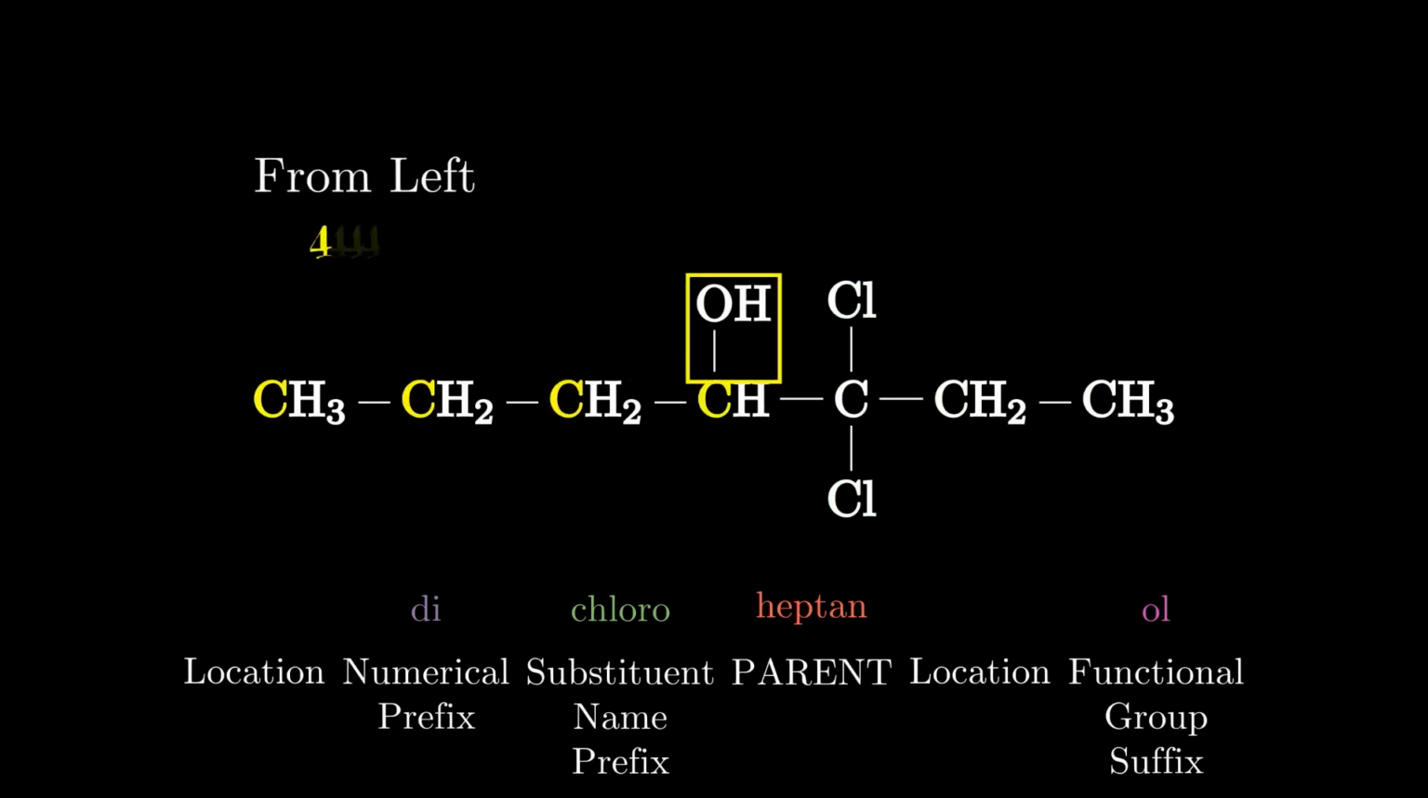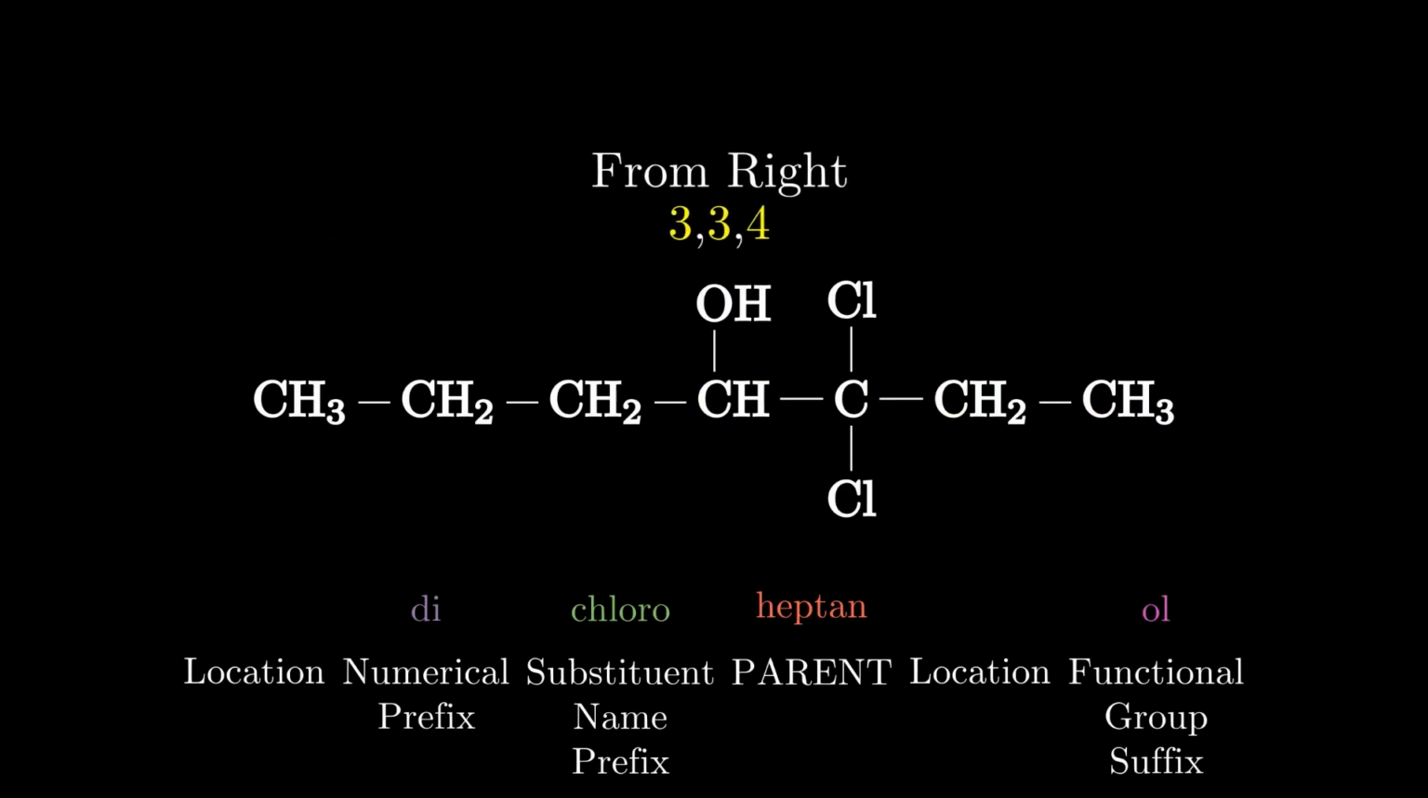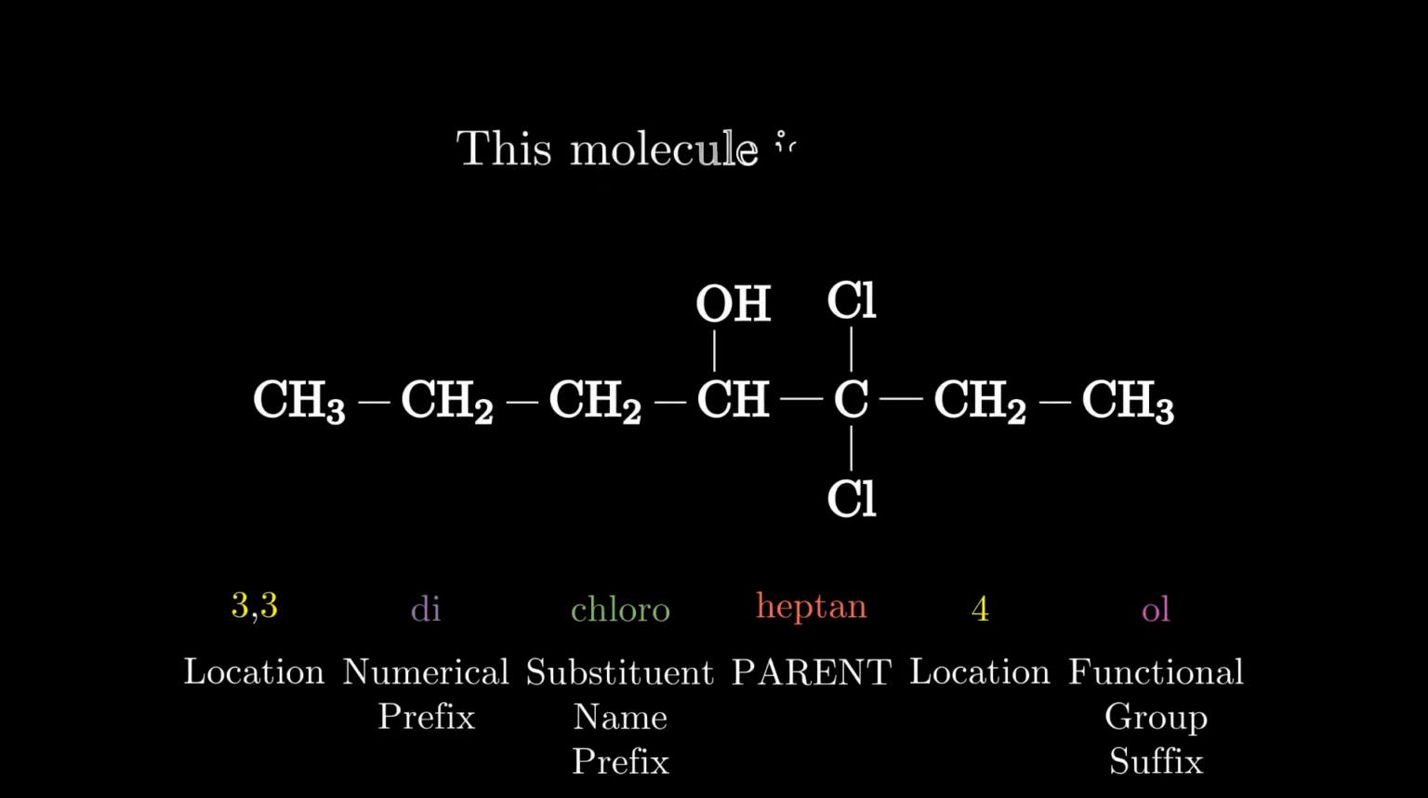Finding the positions of these substituents from the left, we get the alcohol on position 4 and the pair of chlorines on position 5. When we find their positions from the right, the chlorines are on position 3 and the alcohol remains on position 4. Since we cannot possibly give the alcohol a smaller number, we want to ensure that the chlorines get the lowest number, which in this case is the 3. So we have a molecule where the functional group does not receive the lowest number in the name, which is 3,3-dichloroheptan-4-ol.